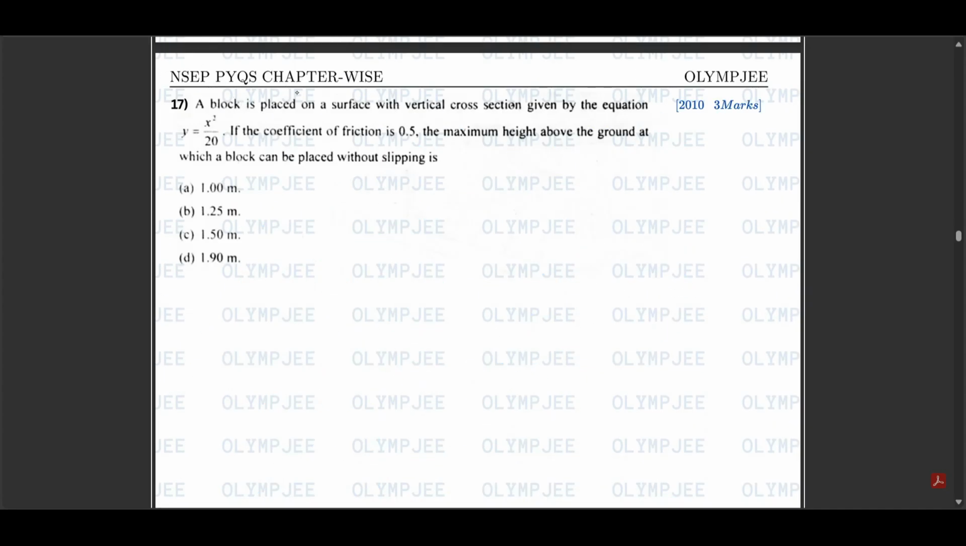So question 17 says a block is placed on a surface with vertical cross section given by the equation y is equal to x square by 20. Coefficient of friction is half. Then find the maximum height above the ground at which the block can be placed without slipping. So the curved surface is like this.